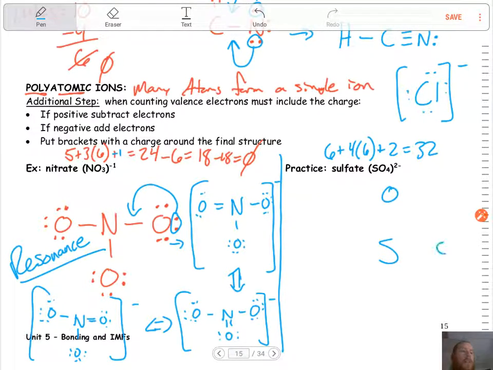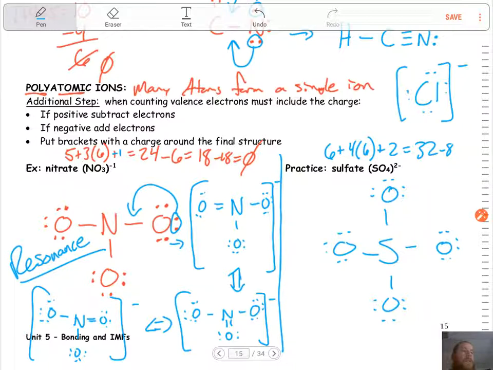Sulfur is going to be in the middle. I'm going to put all my 4 oxygens around it. Connect all those. So there's 8. So now I've got 24. 1, 2, 3, 4, 5, 6, 7, 8, 9, 10, 11, 12, 13, 14, 15, 16, 17, 18, 19, 20, 21, 22, 23, 24. All right, I'm good, right? That's what my structure should look like.